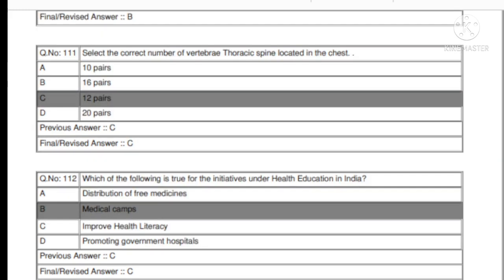Next question, question number 111. Select the correct number of vertebrae thoracic spine located in the chest. A 10 pairs, B 16 pairs, C 12 pairs, D 20 pairs. Its answer is C 12 pairs.